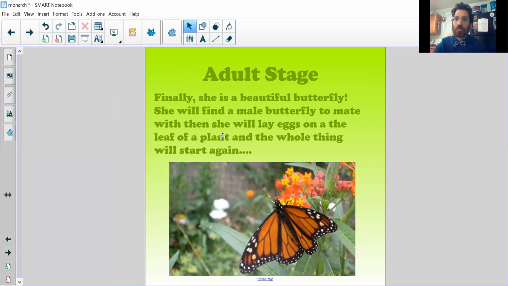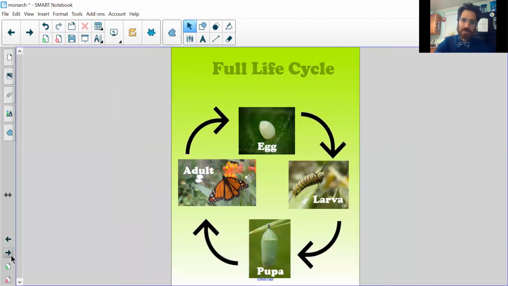And this whole thing will start all over again with that egg, going through everything. So that's why we call it a cycle. It just continues and goes on and on from egg to larva to pupa to adult, over and over again. So that's what we call a life cycle.